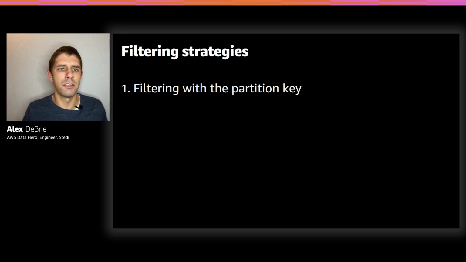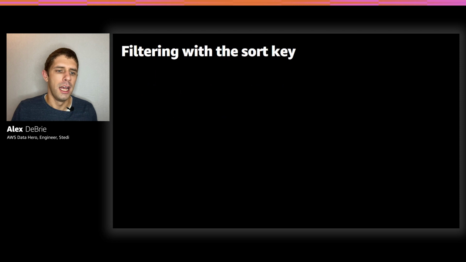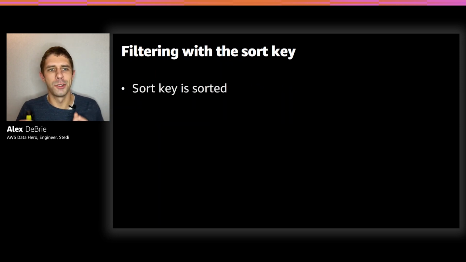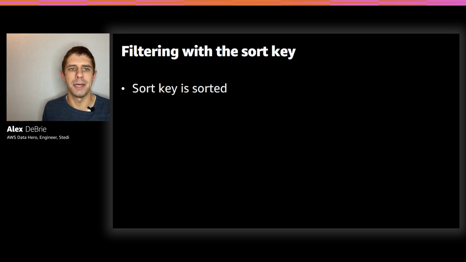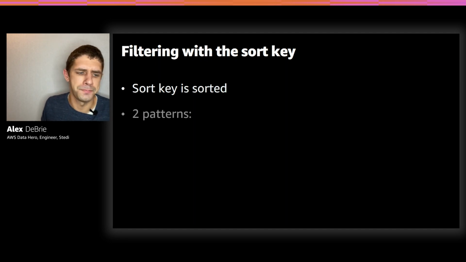Sometimes you have additional filtering patterns. That's where the sort key comes in. You can add additional conditions on that sort key to filter down even more. So let's talk about the sort key a little bit. One thing to know, first of all, is that the sort key is sorted. That's why it's called the sort key. It's going to be sorted. We're going to talk about that a little bit more in the sorting strategies next. But just know that that sort key is sorted within a particular partition key.